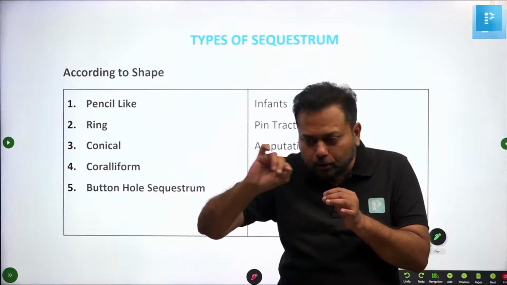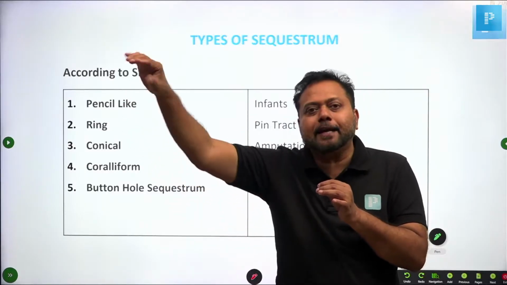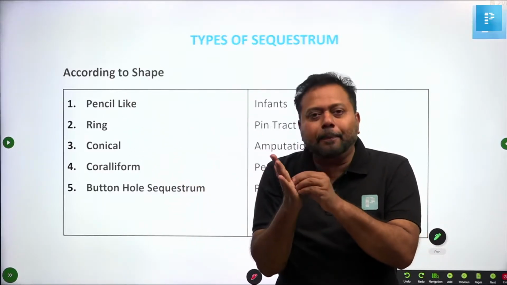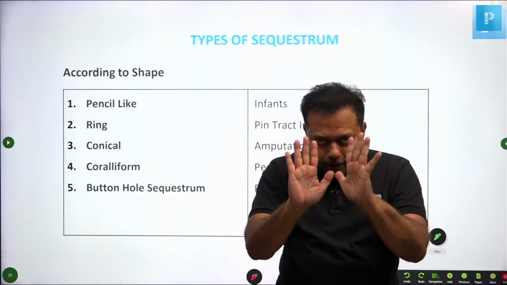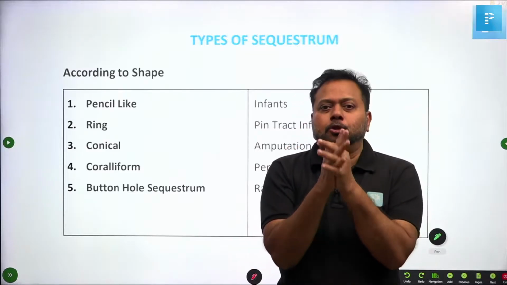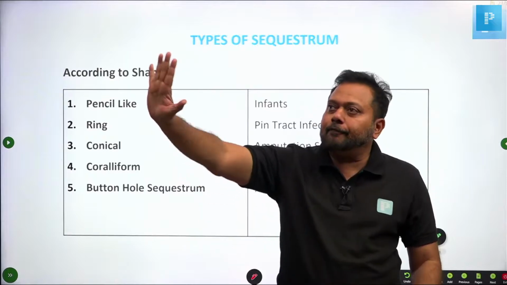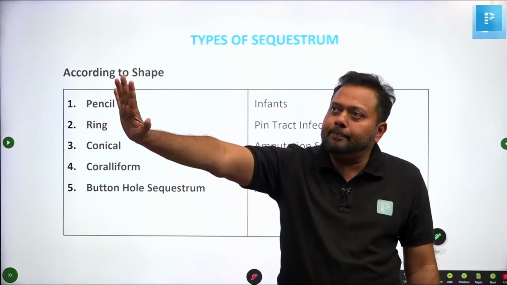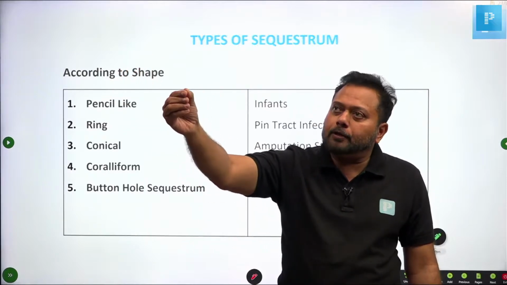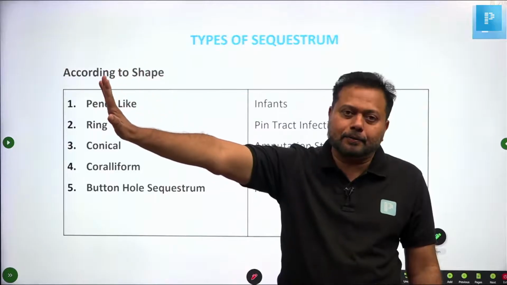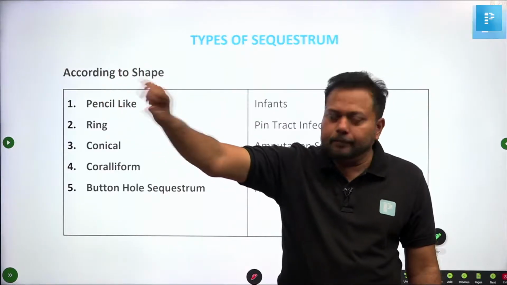That opening is called cloaca. Through that it will come in the sinus. In the discharge, you can see a chalk piece like granules or a fish bone. This is normal. But in certain situations, certain special types of sequestrum are happening. Normally Staphylococcus aureus is the causative organism. You will get a fish bone like or chalk piece granule like sequestrum, ivory white in color. This is normal.